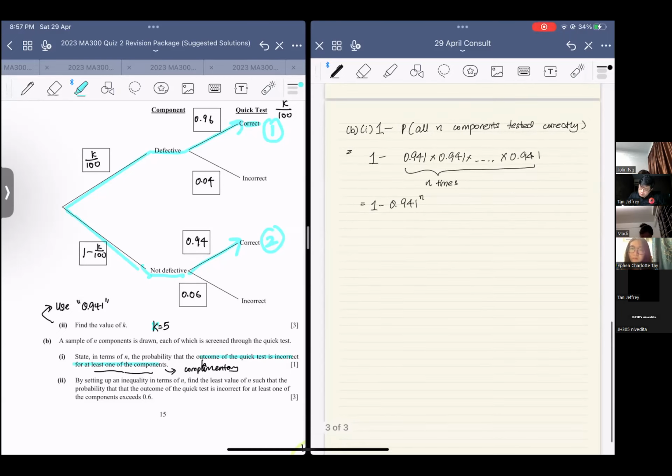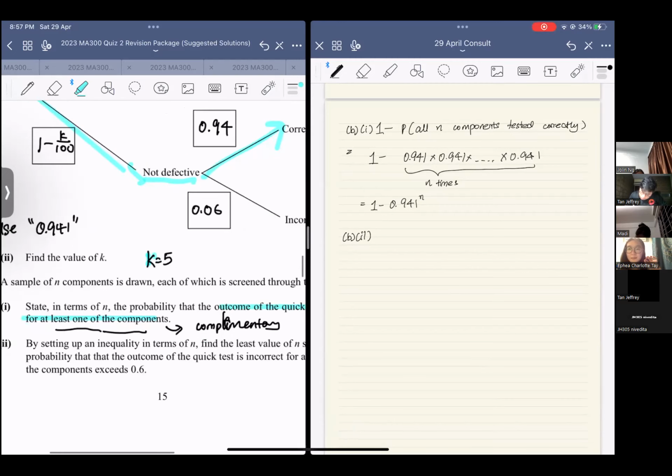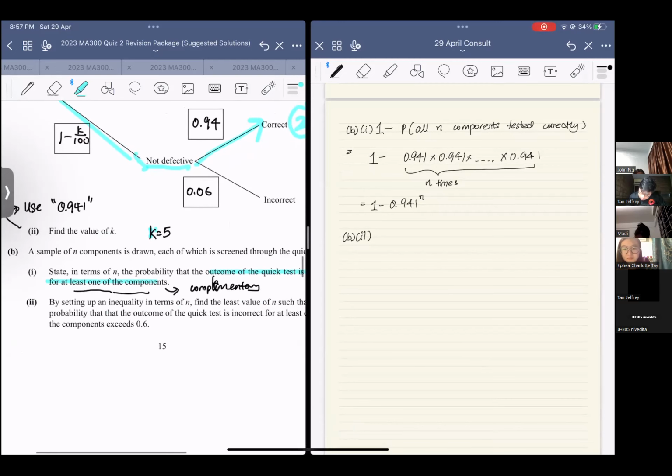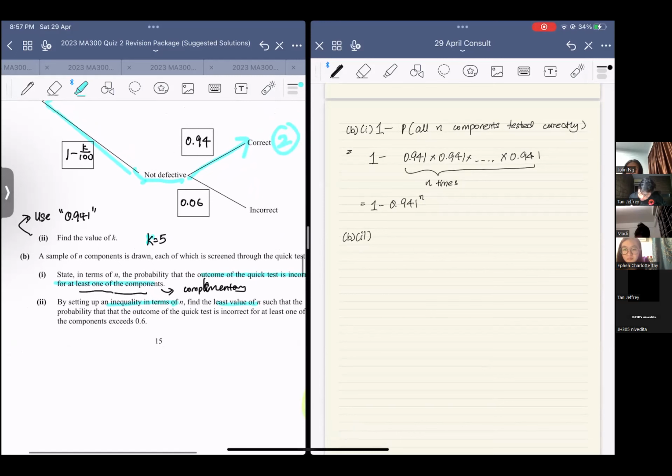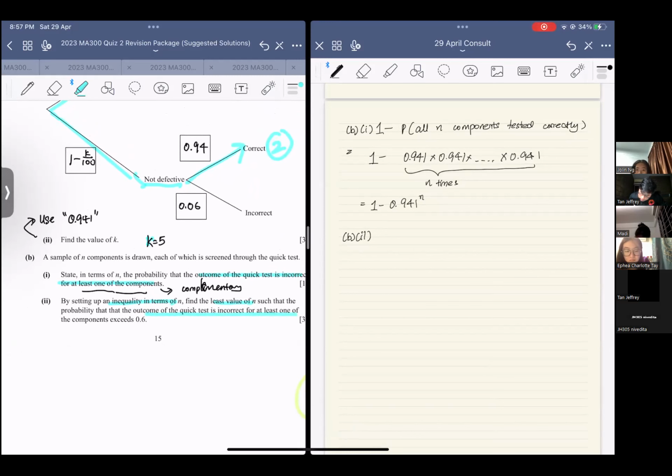Okay? Now, B part 2. By setting up an inequality in terms of n, I find the least value of n such that the probability that the outcome of the quick test is incorrect for at least one of the components exceeds 0.6. So all they are asking for is to use your part 1 answer, and I want to know that this value must exceed 0.6.